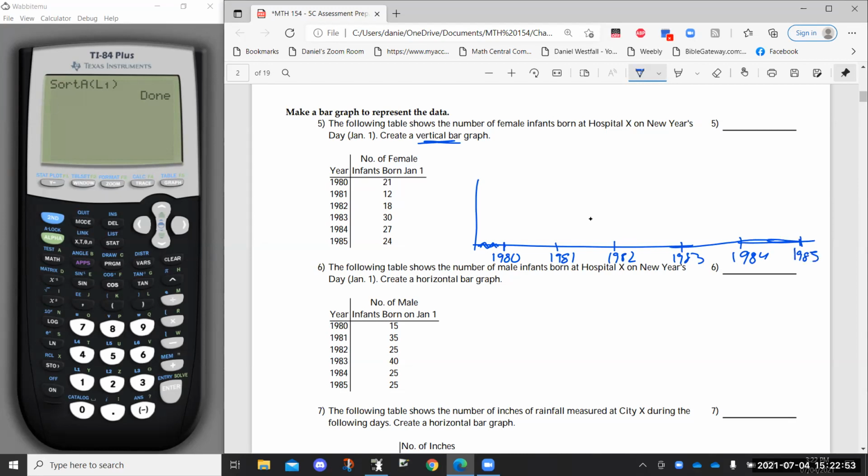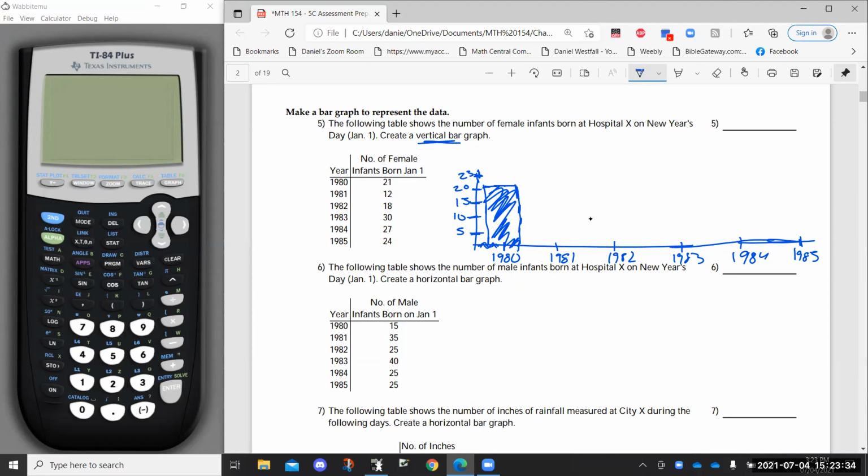1985. Now, there's no problem actually with me making the bars touch each other, but that's not the way that your answer is going to look in the back. So 21, I'm going to maybe use fives for my scale, so I'm going to say 5, 10, 15, 20, 25. So 21 is right up here. I'm going to get the same amount on the right and on the left of my tick mark, and I'm going to make a bar out of that. That's going to represent the female babies born January 1st, 1980.